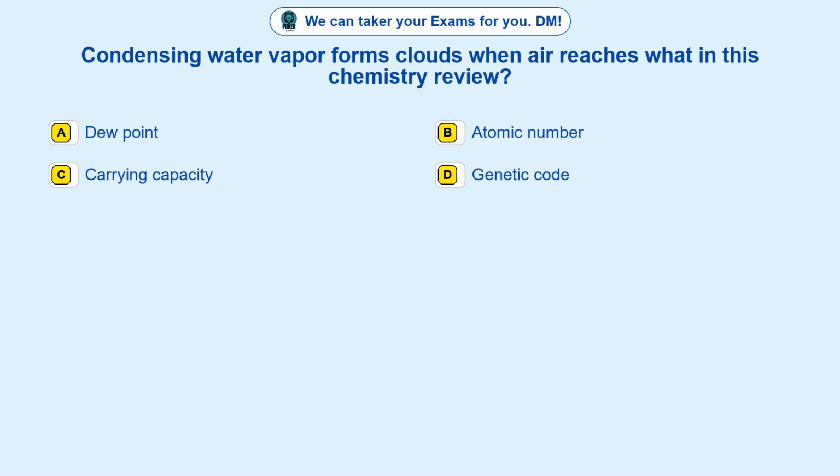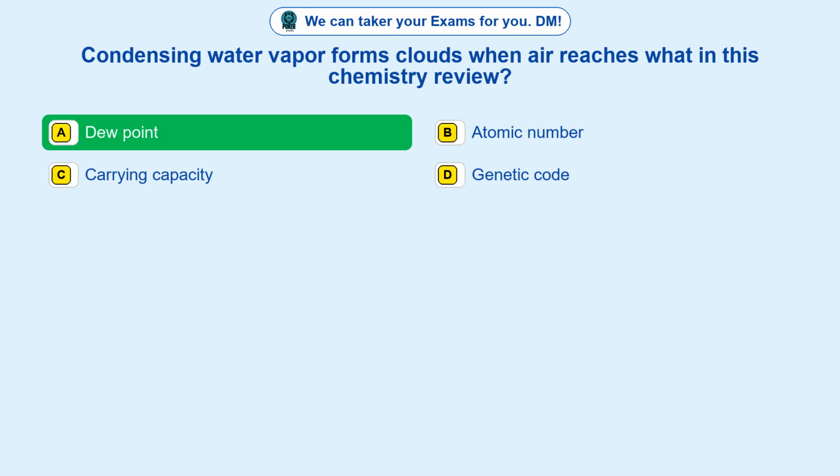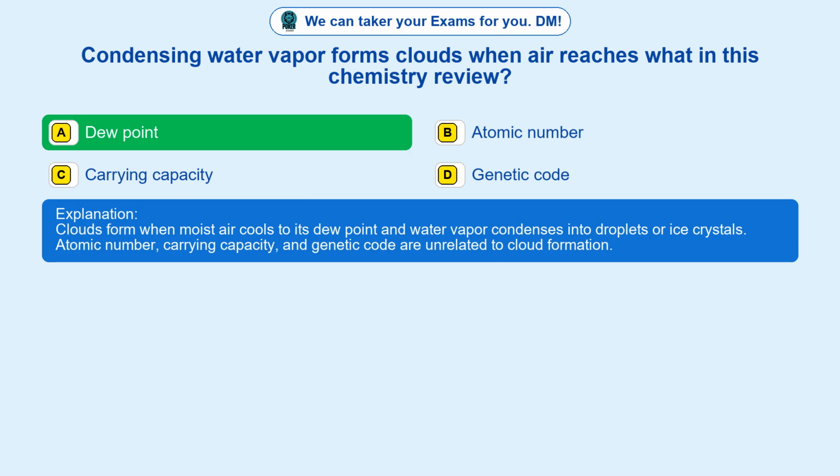Question 99. Condensing water vapor forms clouds when air reaches what in this chemistry review? Option A, dew point. Option B, atomic number. Option C, carrying capacity. Option D, genetic code. The correct answer is option A, dew point. Clouds form when moist air cools to its dew point and water vapor condenses into droplets or ice crystals. Atomic number, carrying capacity, and genetic code are unrelated to cloud formation.